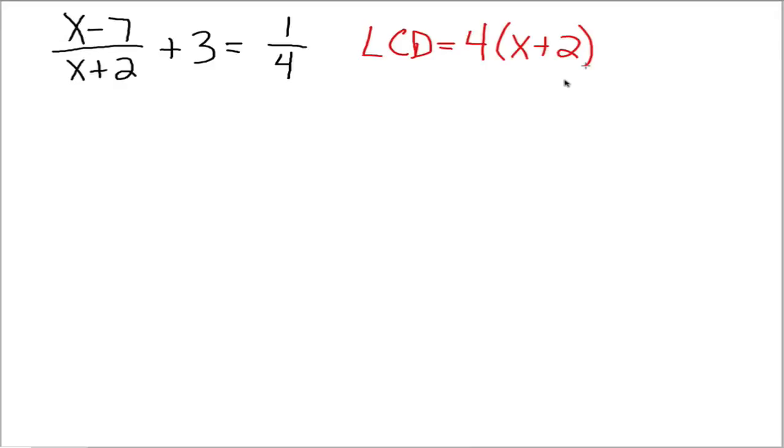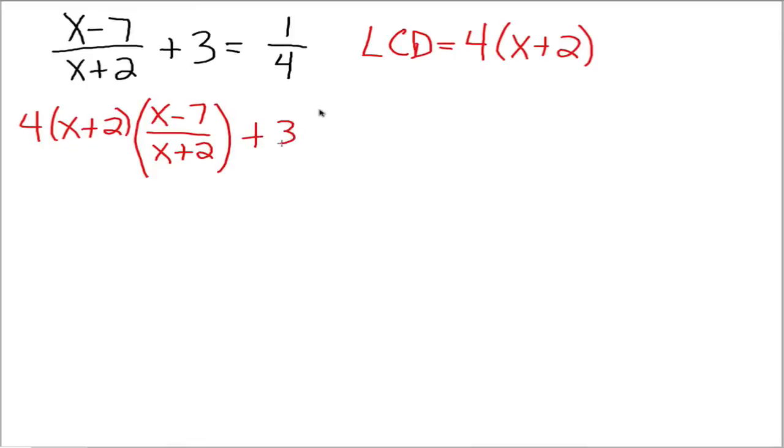Now we're going to take this least common denominator and multiply both sides of the equal sign, both sides of the equation, by this LCD, which means we're going to multiply both parts here by the LCD. So we'd have 4 times x plus 2 times x minus 7 over x plus 2 plus 3 times 4 times x plus 2. Now I encourage you to leave the LCD factored. Don't distribute that out and make 4x plus 8 when you're coming over here. It makes things a little bit easier.